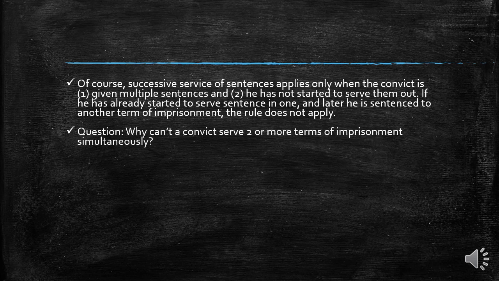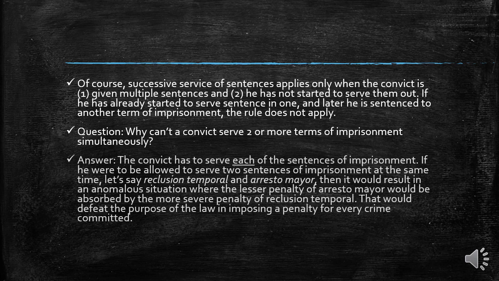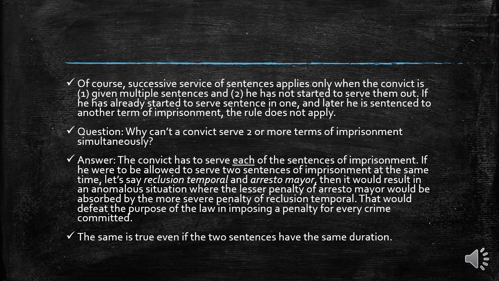Question: why can't a convict serve 2 or more terms of imprisonment simultaneously or at the same time? Answer: the convict has to serve each of the sentences of imprisonment, because if he were to be allowed to serve 2 sentences of imprisonment at the same time, let's say reclusion temporal and arresto mayor, then it would result in an anomalous situation where the lesser penalty of arresto mayor would be absorbed by the more severe penalty of reclusion temporal. That would defeat the purpose of the law in imposing a penalty for every crime committed. Take note that the same is true even if the 2 sentences have the same duration.